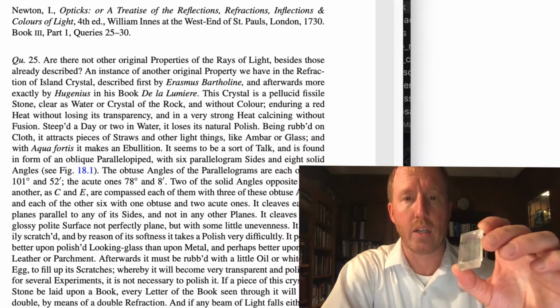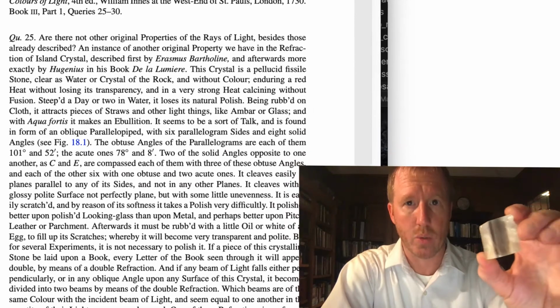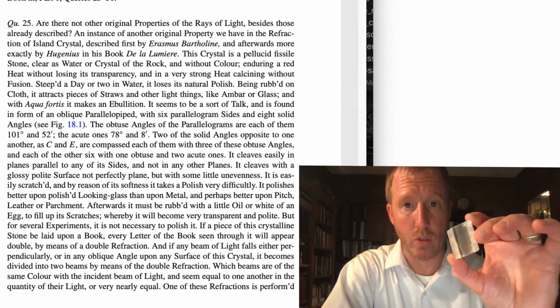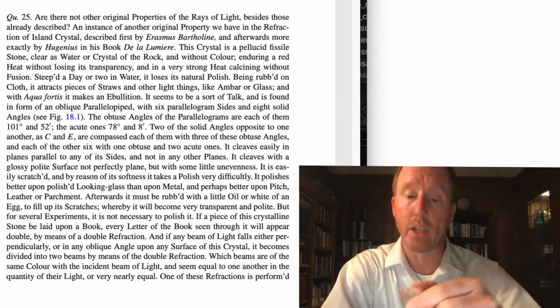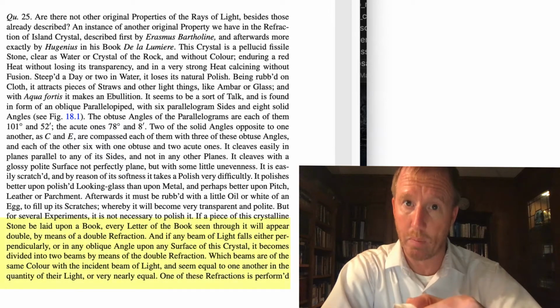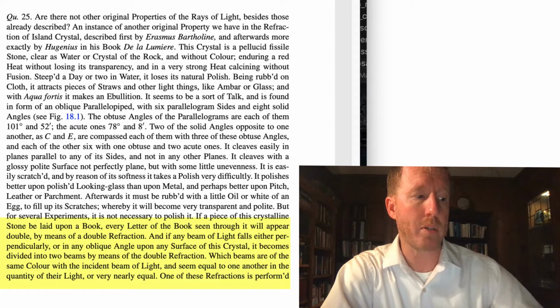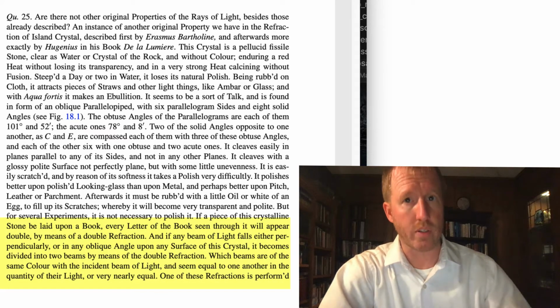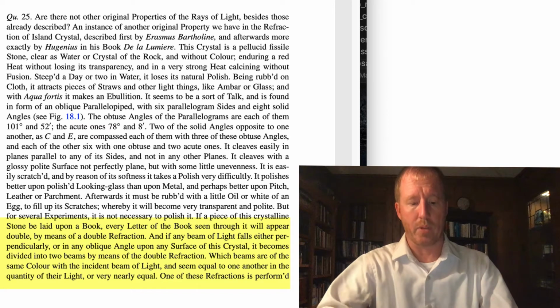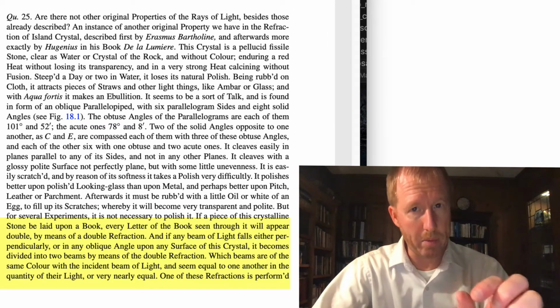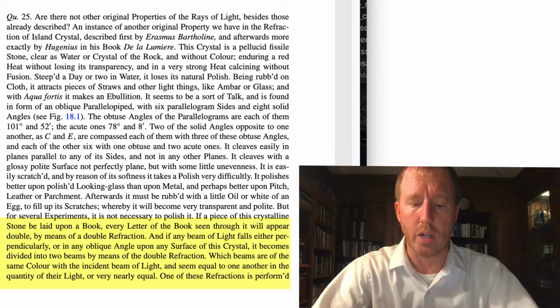That is, it is birefringent. So he says if you take this crystal and you set it on top of a book and look through the crystal at the letters that are beneath it, there will be two images of each letter. This is something you're going to be looking at in lab this week.